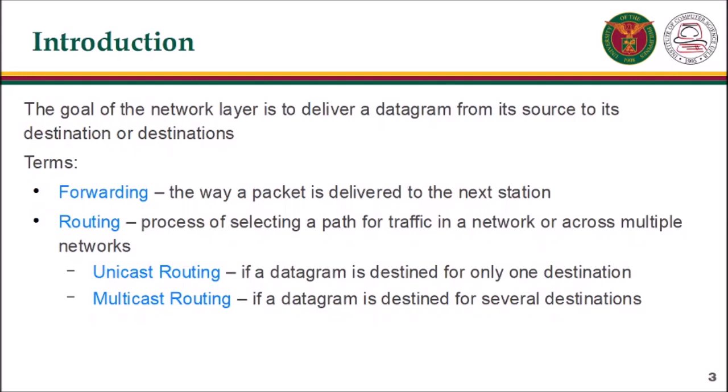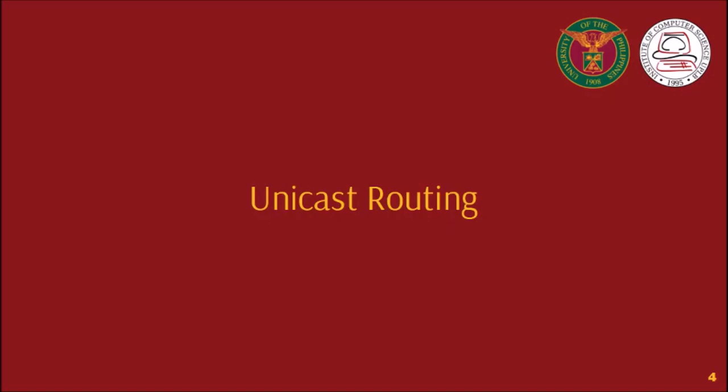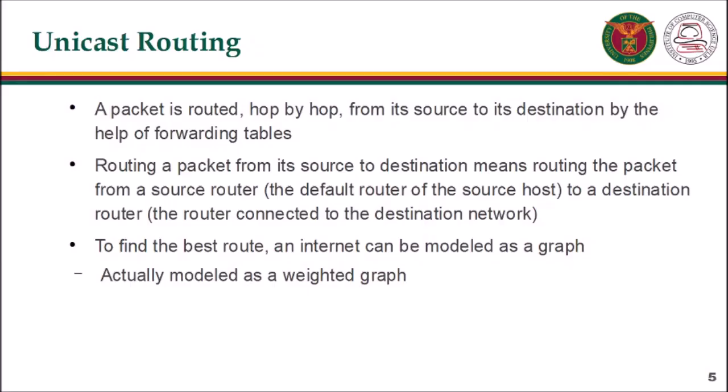There are two categories: unicast routing, if a datagram is destined for only one destination, and multicast routing, if a datagram is destined for several destinations. In unicast routing, a packet is routed hop by hop from its source to its destination by the help of forwarding tables. The source host needs no forwarding table because it delivers its packet to the default router in its local network. The destination host needs no forwarding table either because it receives the packet from its default router in its local network. This means that only the routers that glue together the networks in the internet need forwarding tables.